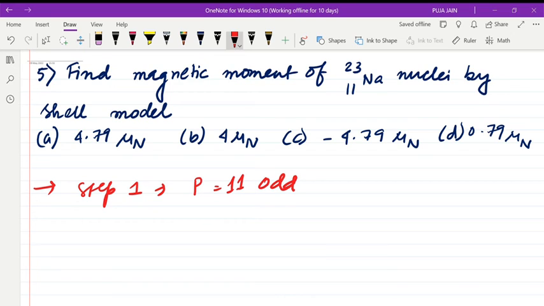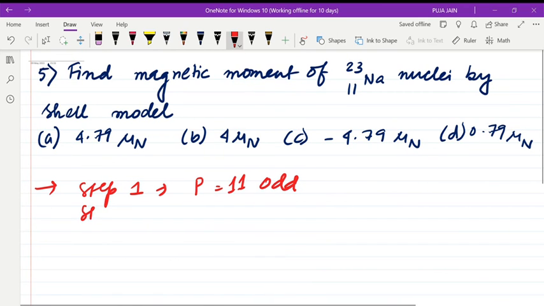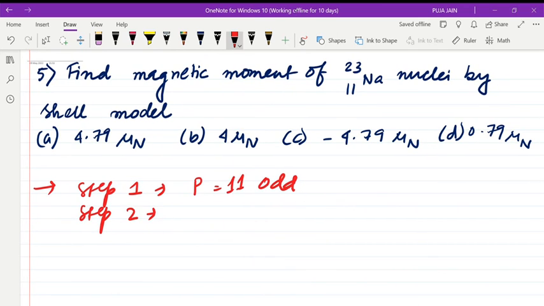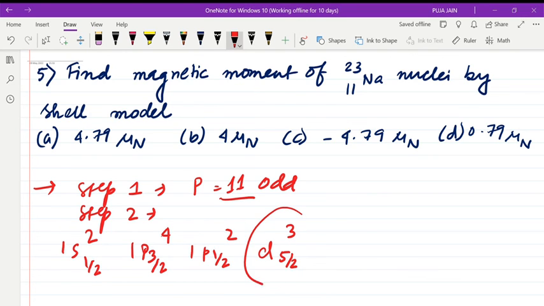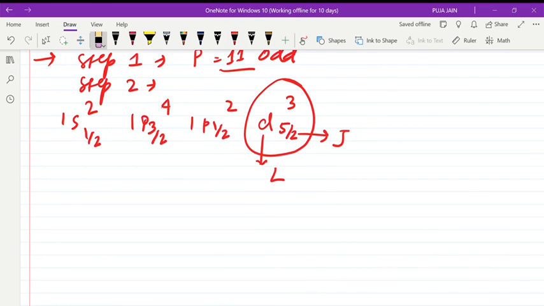Second step, now we will write the shell model configuration, step 2. So 1s1/2, maximum accommodation 2, 1p3/2, 4, 1p1/2, 2, and 1d5/2. Now you see 2 plus 4 is 6, plus 2 is 8, and we need 11. So 3 are left. So this is our last shell. So this is my J value, this is my L value. So L is what? s, p, d, so 2. J is what? 5 by 2. And S is what? Half. S is always half.